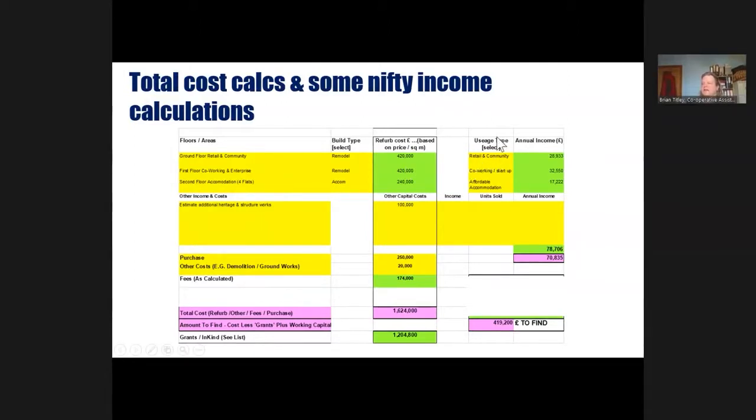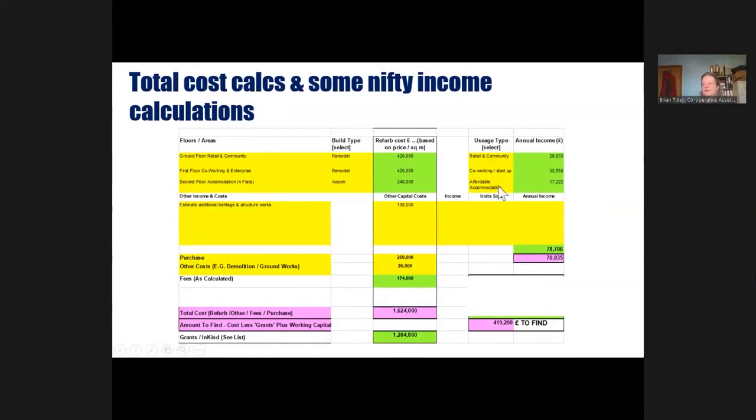And then the income space, you've then got that space is being used for community retail. So that amount of space for community retail, you set that at whatever price it was before, and that will work out what your annual income is going to be.